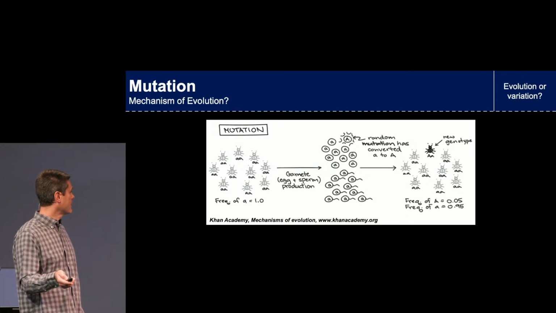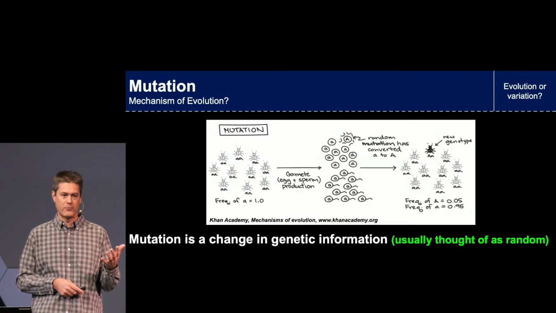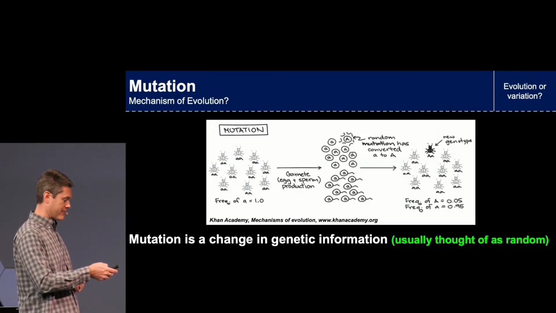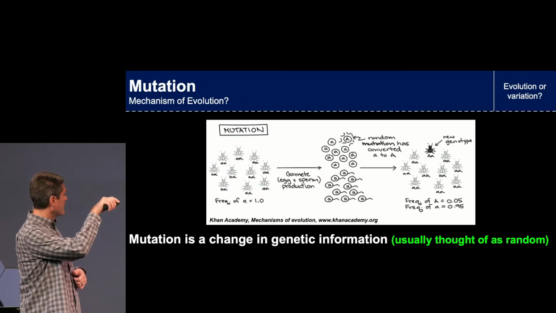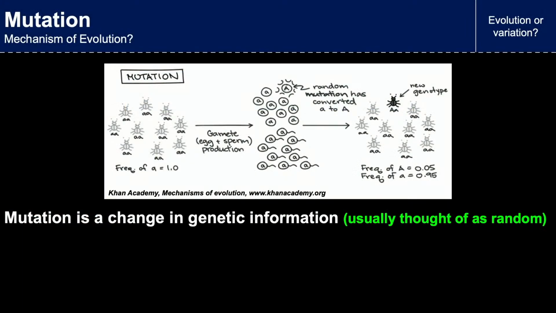So basically, mutation is a change in genetic information. It's most often thought of as random. So in the little graphic here, you've got this population of beetles, and they're all the same genome type, and they produce the cells for reproduction, and a random mutation happens up here, and so one of them becomes black instead of white. That's the idea.